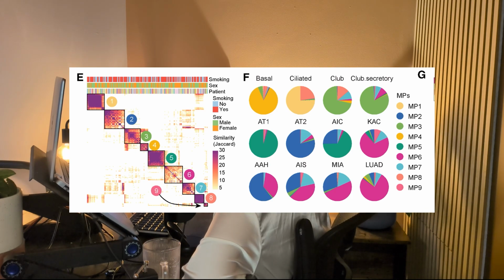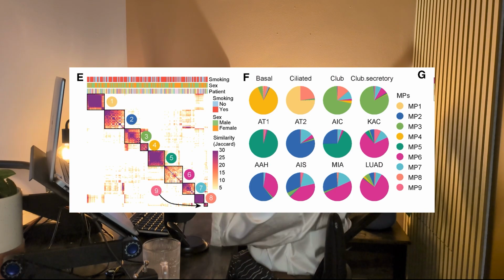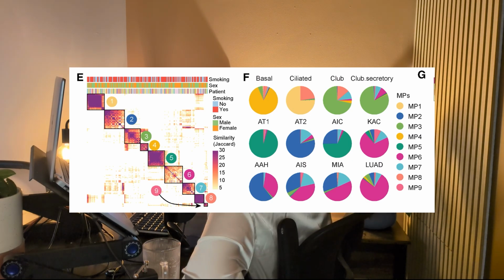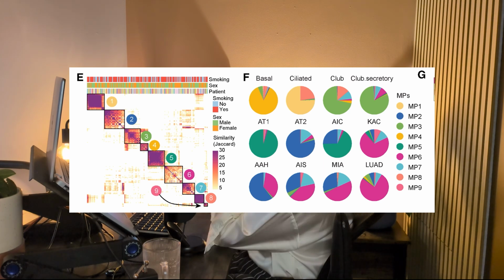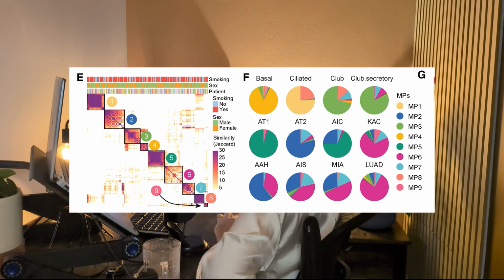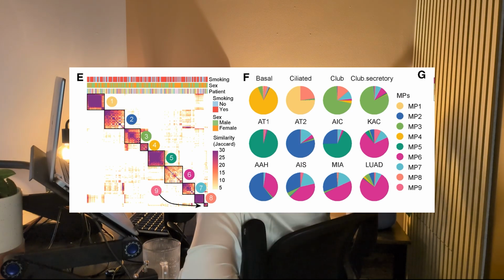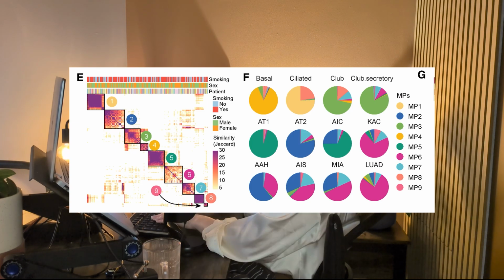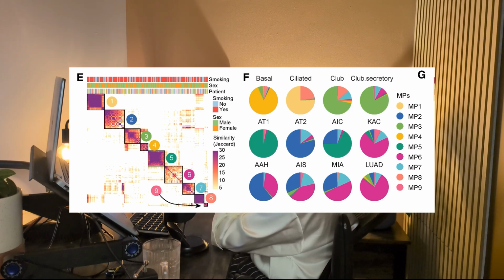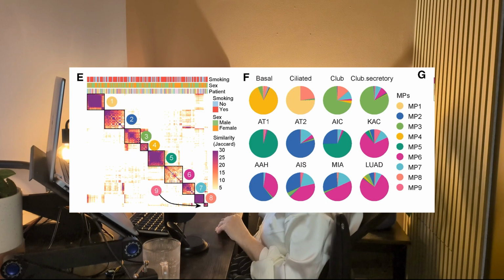Panels 3E and 3F introduce the metaprogram analysis. Using non-negative matrix factorization, the authors derive 9 epithelial transcriptional programs, capturing AT1 identity, AT2 identity, stress and inflammatory signatures, tumour-associated programs, and more. KACs show a very distinctive MP profile. Reduced AT2 program, reduced AT1 program, but high expression of the tumour-associated MP6 and an inflammatory stress-related MP. In other words, KACs already share transcriptional programs with tumour cells, even while spatially appearing in regions that still look like precursor lesions.